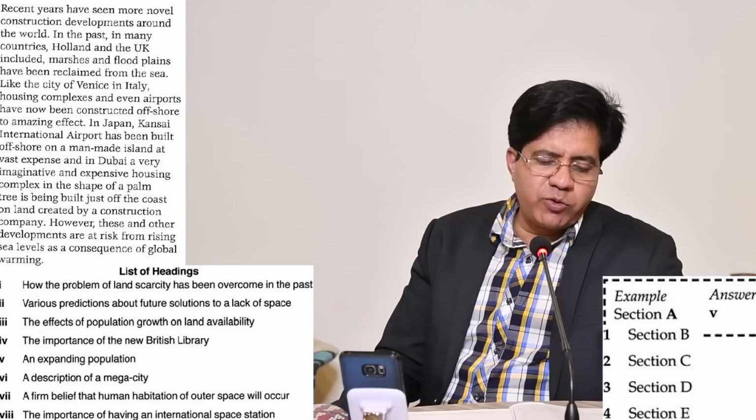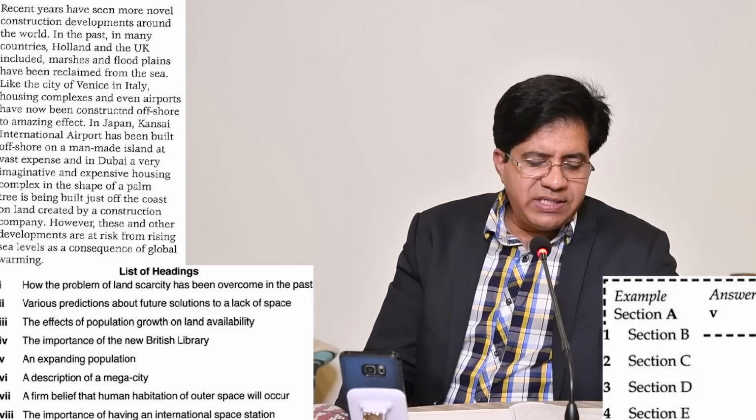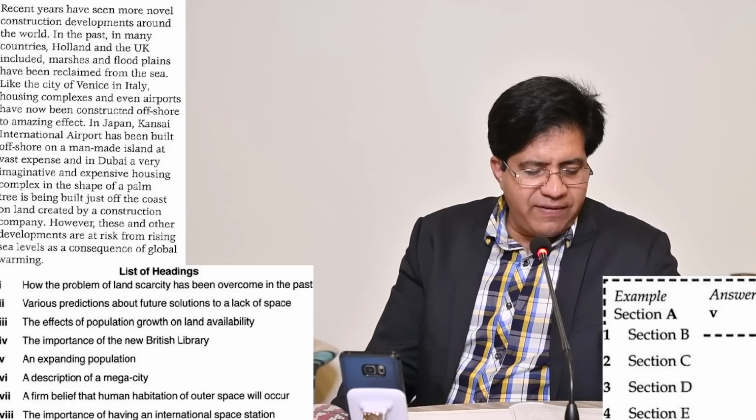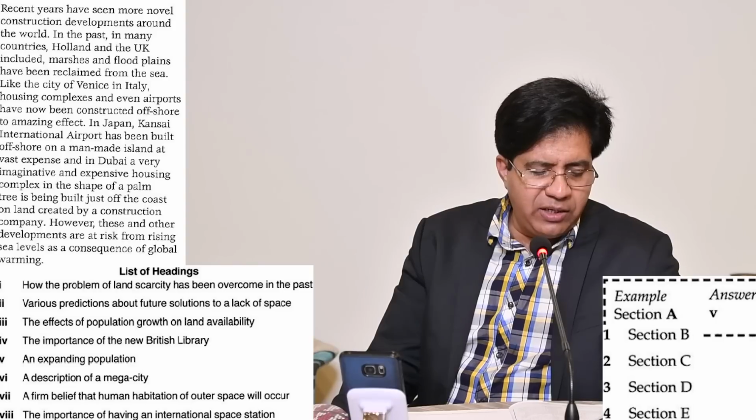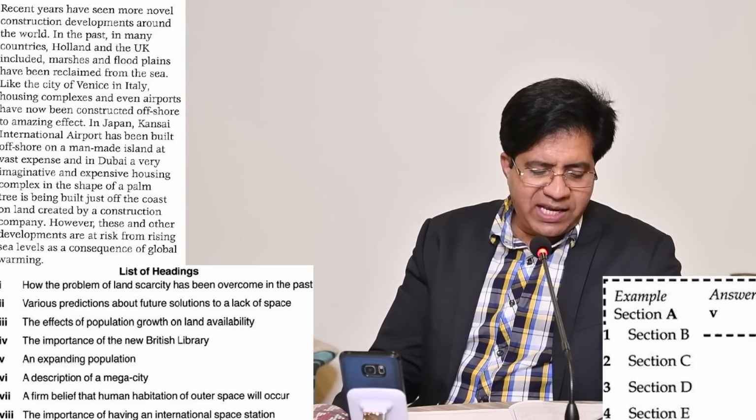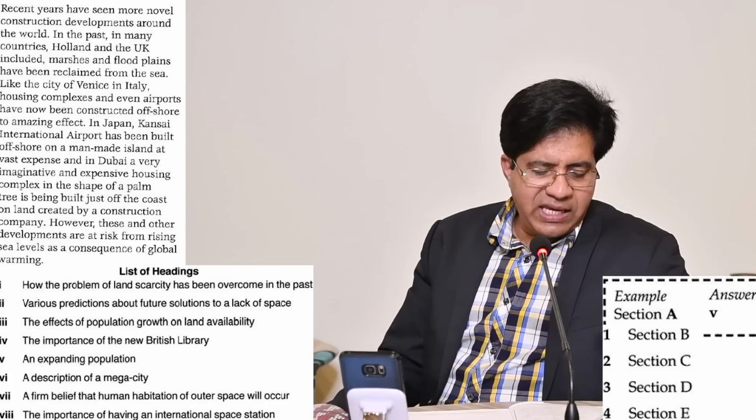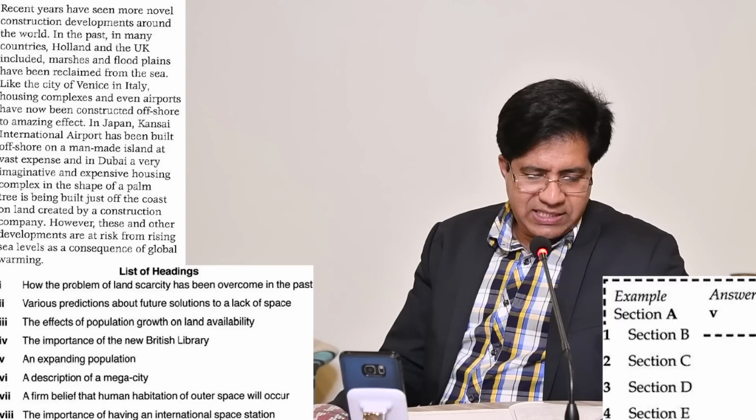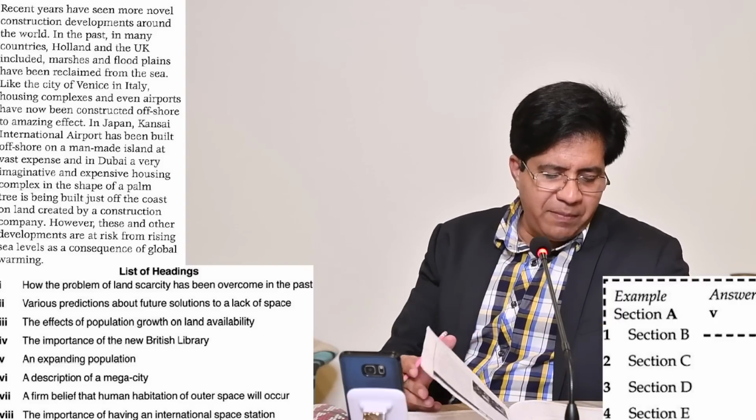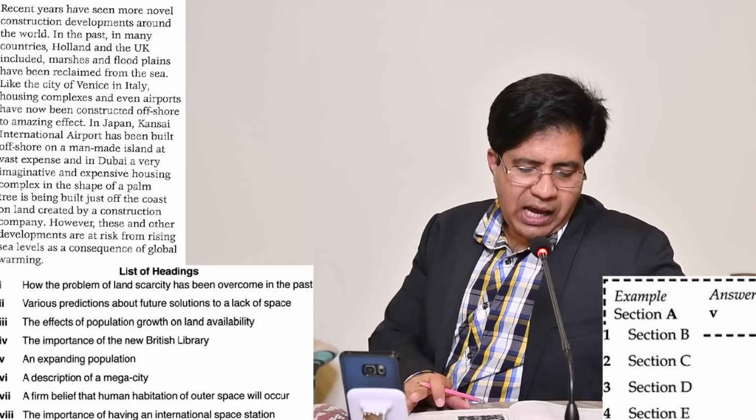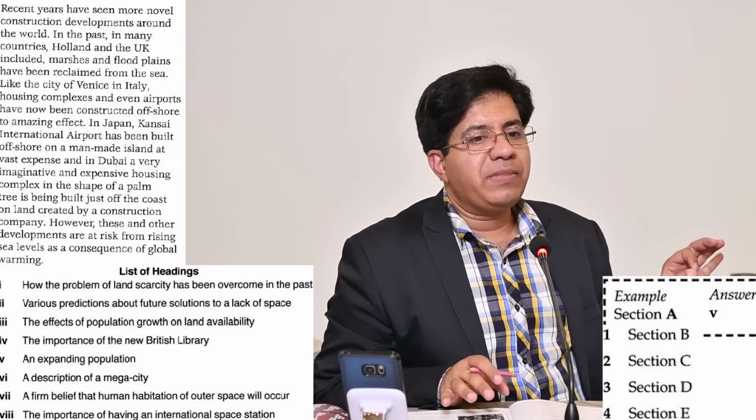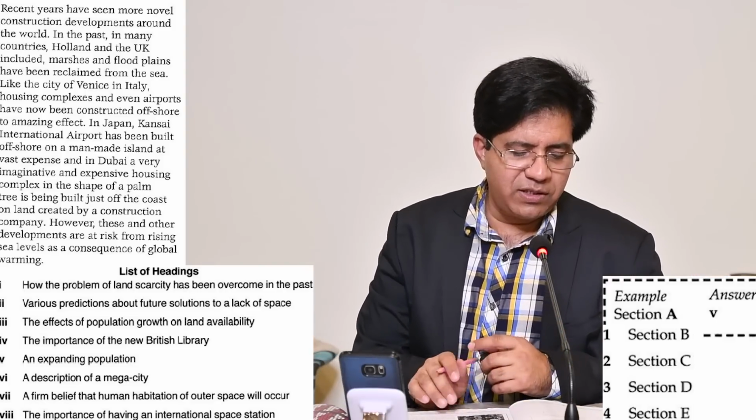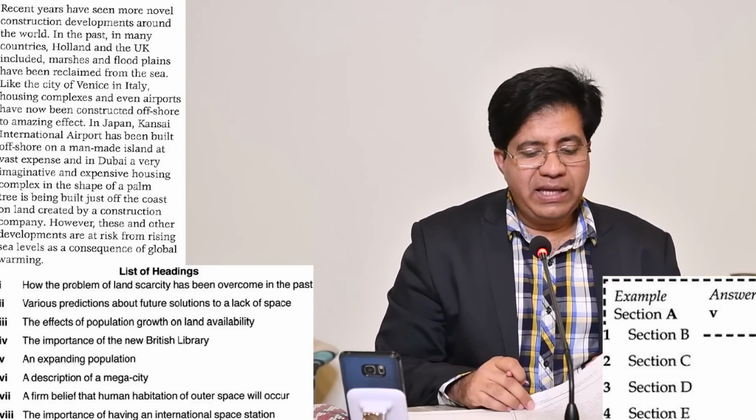Second paragraph. Please come to the second paragraph of section C. Recent years have seen more novel construction developments around the world. In the past, in many countries, Holland, UK included, marshes and flood plains have been reclaimed. Just come to the next few lines. In Japan, Kansai International Airport and all that. Now just keep all this information in mind and please come back to how they are talking about it. Focus on this thing, has been. Has been means something that happened previously in the past. Has been. It is the first heading.